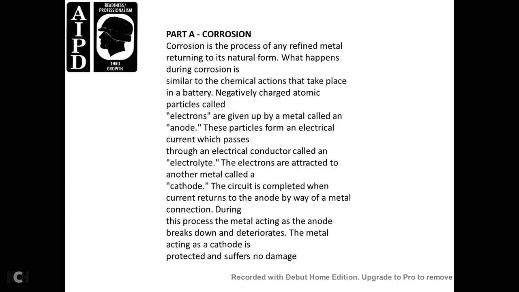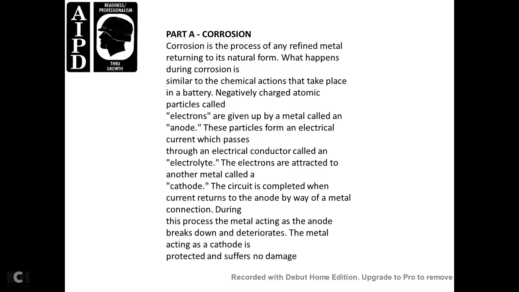Part one, corrosion. Corrosion is the process of refined metal returning to its natural form. Chemical action similar to that in a battery takes place during corrosion. Negatively charged atomic particles, the electrons, leave a metal called the anode. The particles form an electrical current that passes through an electrical conductor called an electrolyte. The electrons are attracted to another metal called the cathode.